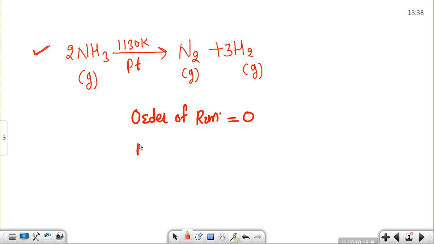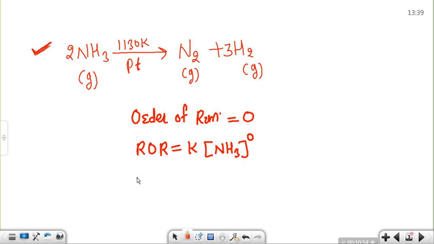And what is the rate of reaction for this hypothetical equation? Rate of reaction is equal to rate constant, that means K, times the concentration of reactant, that means ammonia, raised to the power 0, because we know what the order of reaction is. Order of reaction is the sum of the powers of the concentration of reactants in a rate law expression. And this reaction is a zero order reaction. That means rate of reaction is equal to K times the concentration of ammonia raised to the power 0.